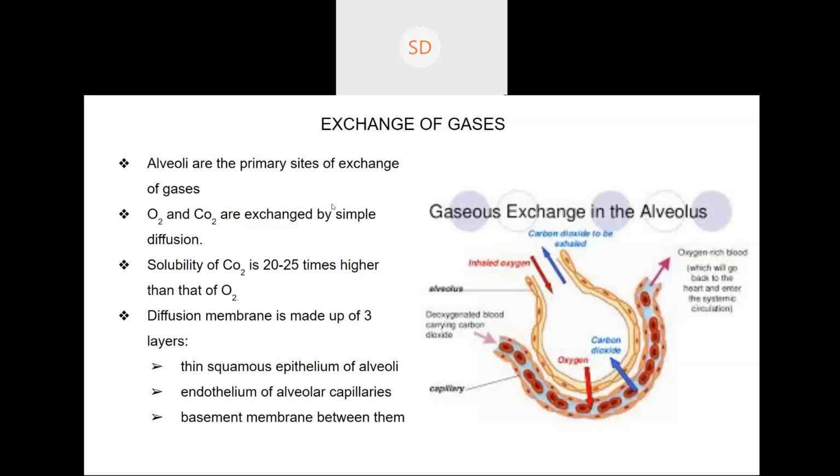So there are three types of blood cells: red blood cells, white blood cells, and platelets. Why are the red blood cells red? Because of the presence of hemoglobin.